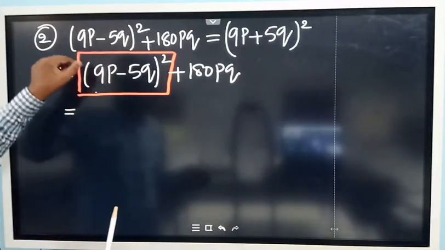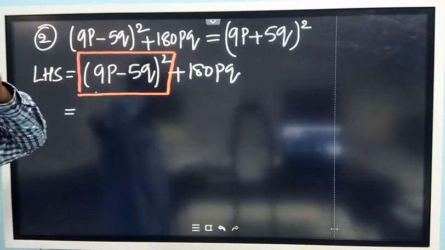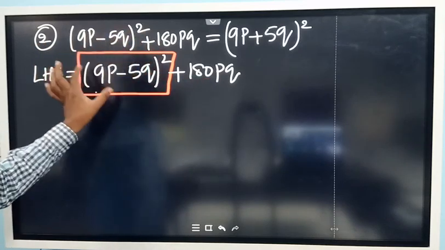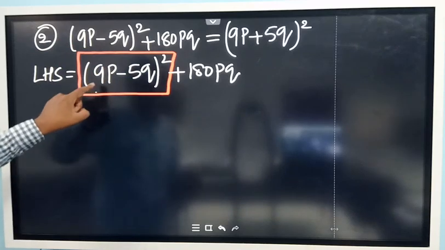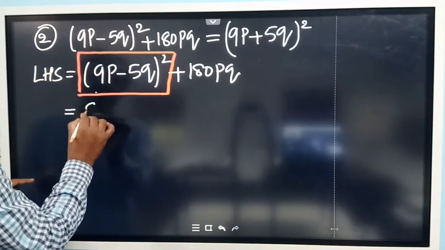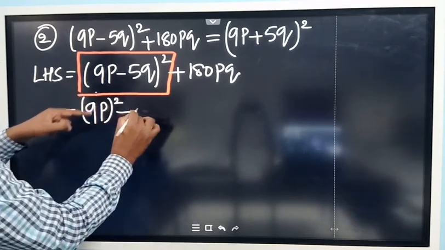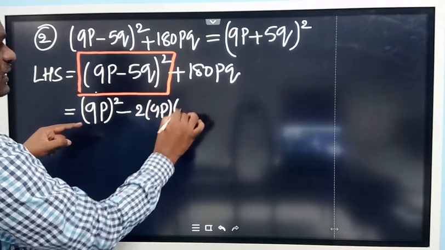So if we take the LHS here in the question, (9p − 5q)² + 180pq. Left-hand side here, only this much portion you will take, and apply the formula (a − b)². So (a − b)² means a square. This is (9p)², a square, minus 2ab, 2 into a value 9p, b value 5q.